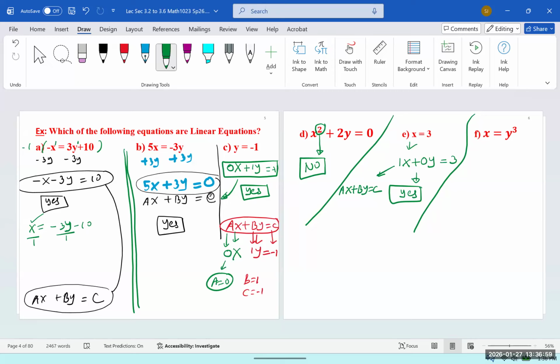Now the last one. Who would like to try the last one? I think it's not a linear equation because it has a power. Good job. It has more than one power, so it cannot be linear.